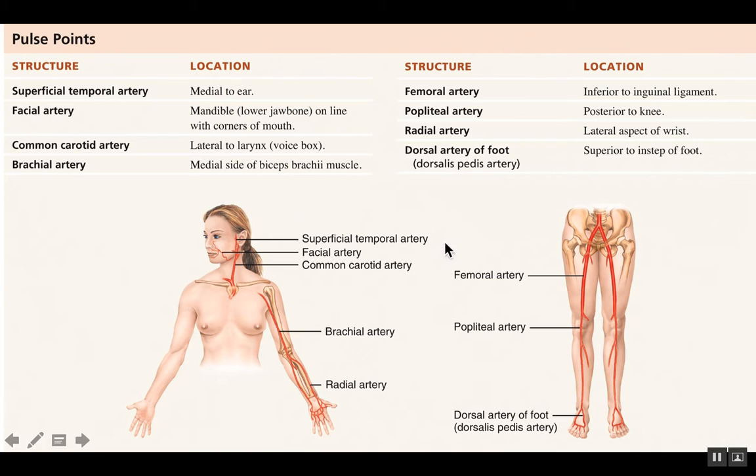And some of these you've probably known that you can take a pulse. The carotid arteries are very common. Radial artery is a really good one to palpate. Femoral, behind the knee, the popliteal artery. And there's an artery right on top of the foot called the dorsal artery of the foot. That is also a very common pulse point.